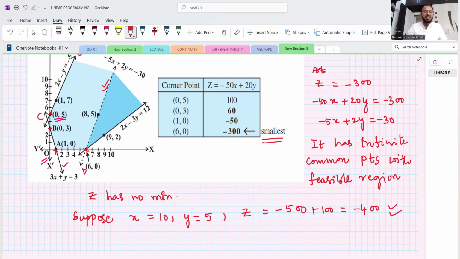And what else is left? Will this function have a maximum value? We can think of it. Will this function have maximum value?